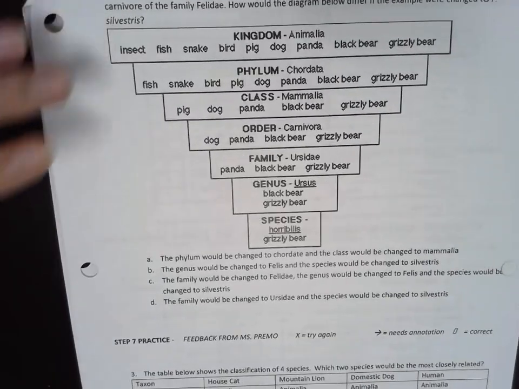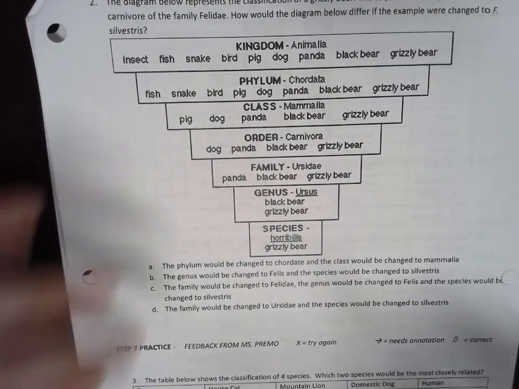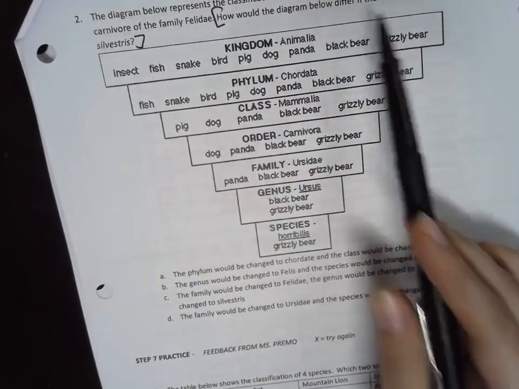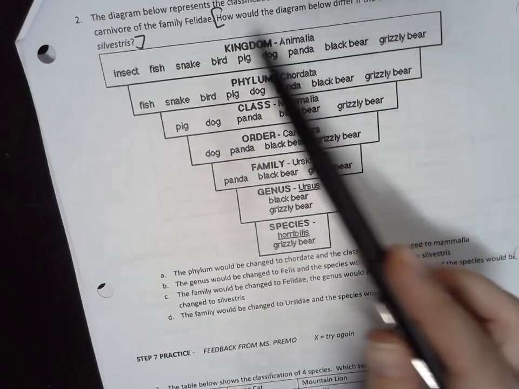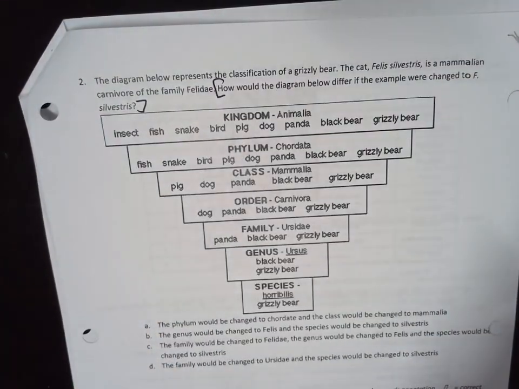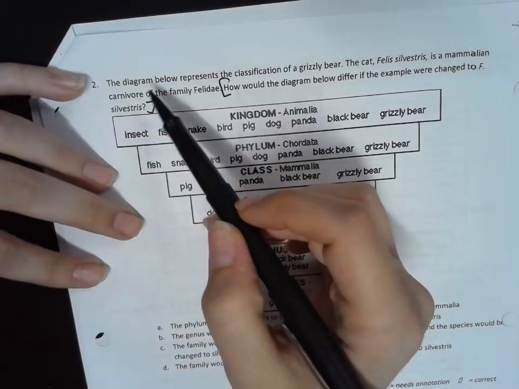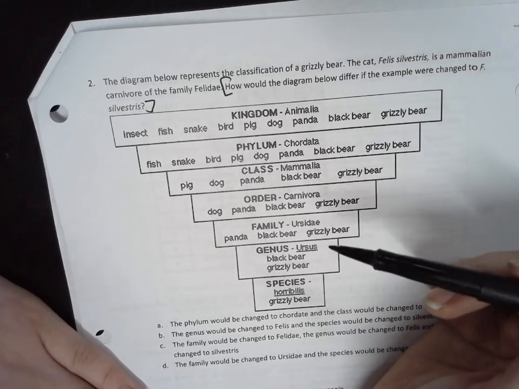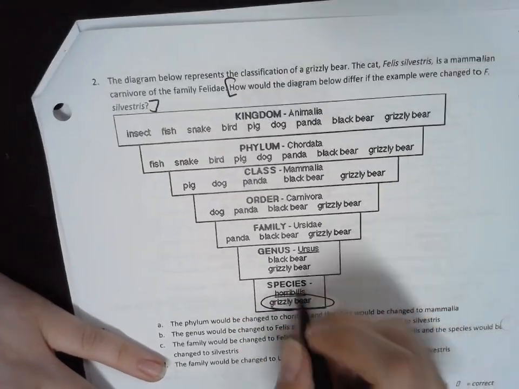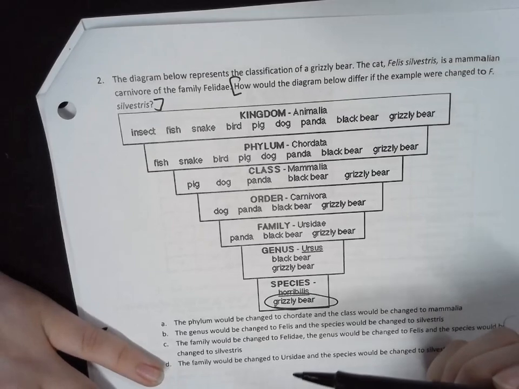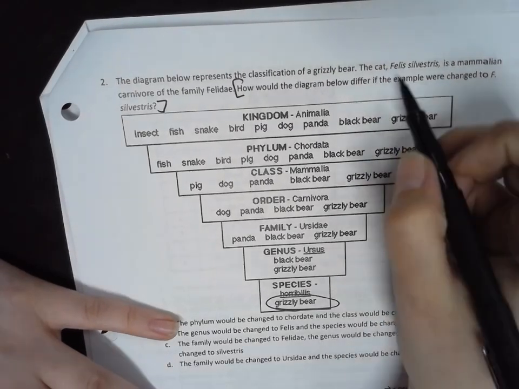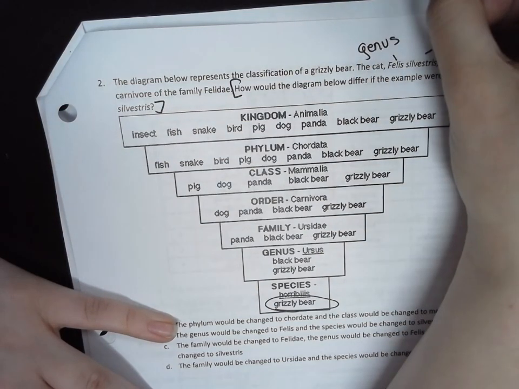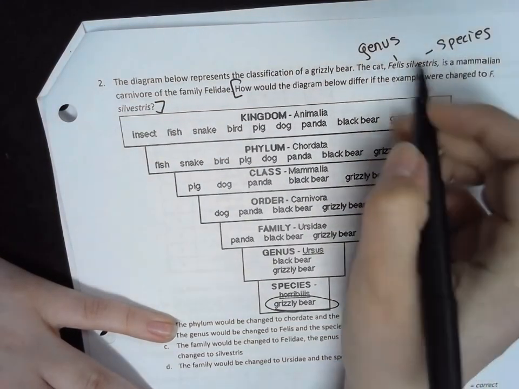Alright, our second question, I'm going to bracket it. It's asking me, how would the diagram below look different if the example were changed to F. sylvestris? Alright, I have no idea what this is talking about, so I'm going to go back. Since this diagram represents the classification of a grizzly bear, we're just looking at this classification in another way. So I see here this is grizzly bear, this is the species, so we're just looking essentially at an inverted pyramid. It says the cat, Felis sylvestris, so I'm going to label this genus and species, so this is just the scientific name for a cat.